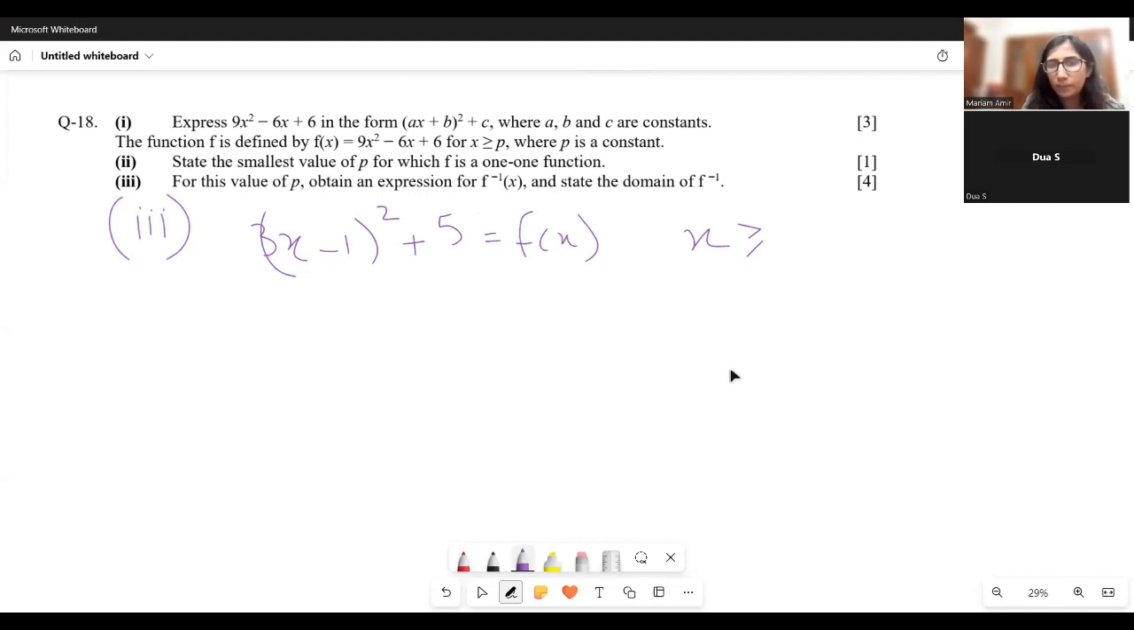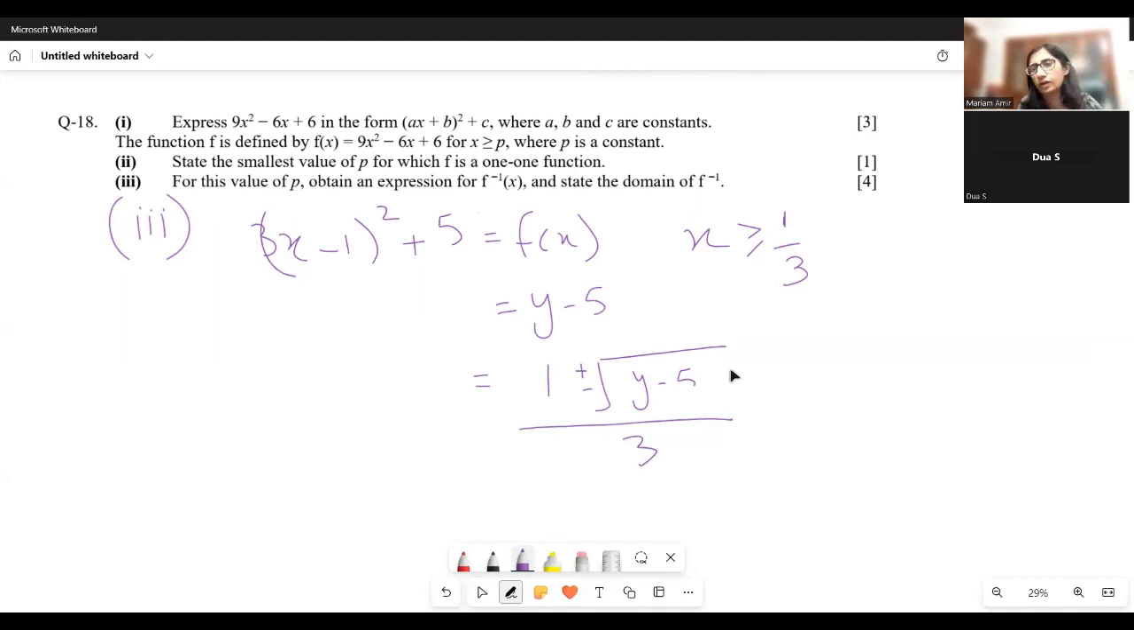One second, what is the value of p? p is 1/3. 1 by 3. Okay, yes. No. Okay, let's see. Now this would be y, then y minus 5, then you square root it. And with square root, it's plus minus. Then minus 1 goes to the other side, becomes 1, and then 3 goes to the other side, gets divided.